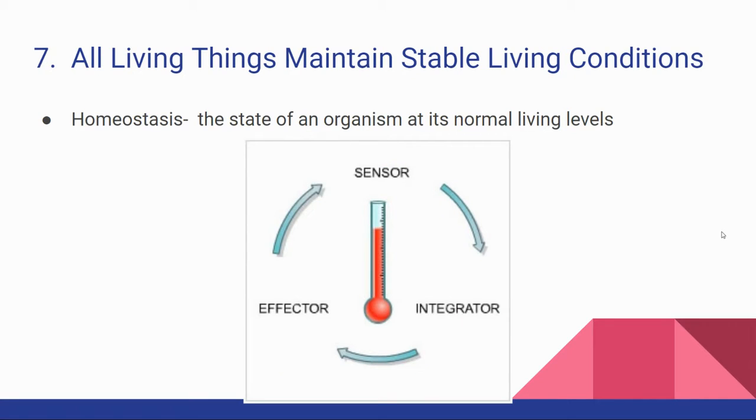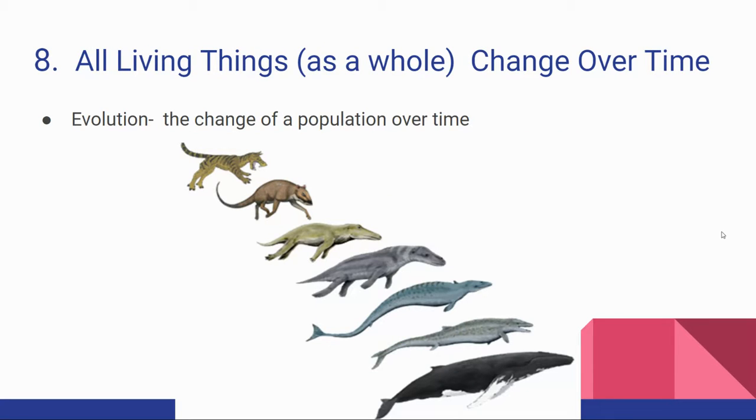Number seven, all living things maintain stable living conditions, and this is known as homeostasis. Homeostasis is the state of an organism at its normal living levels. And number eight, all living things as a whole change over time. Evolution is the change of a population over time.